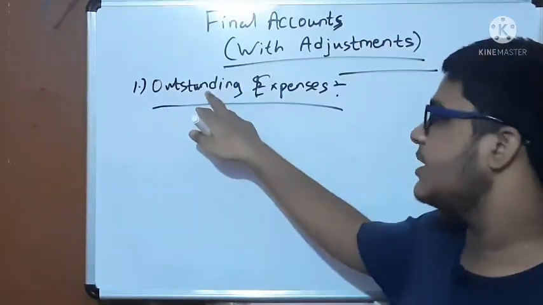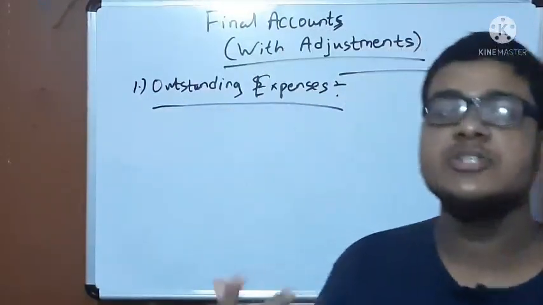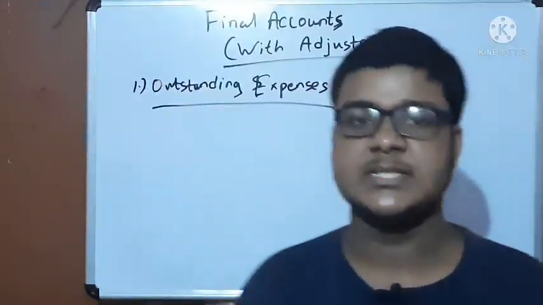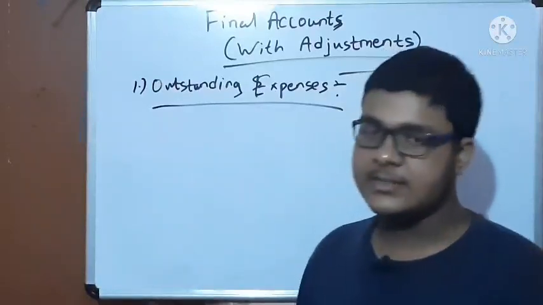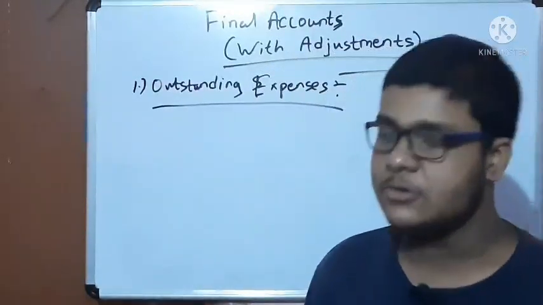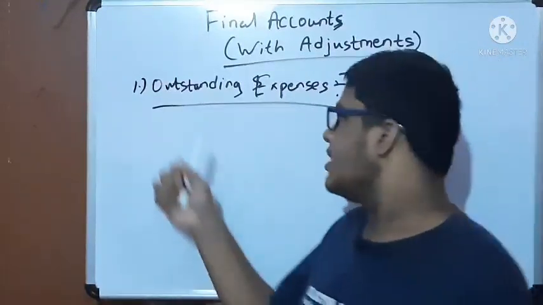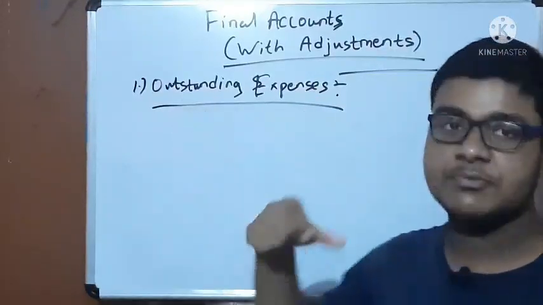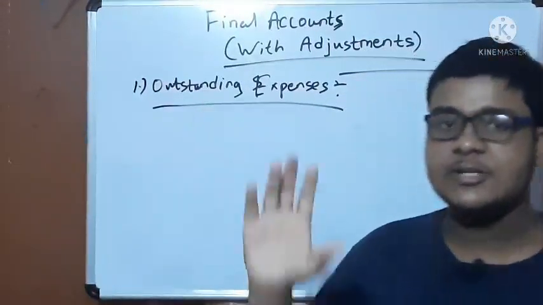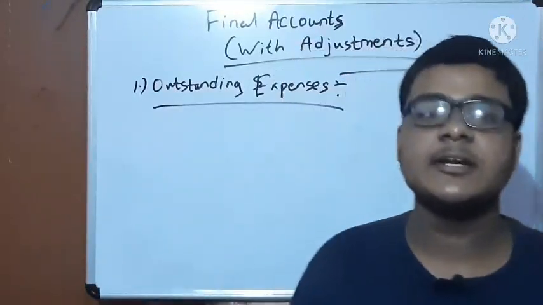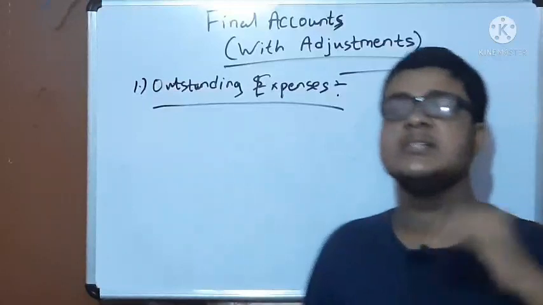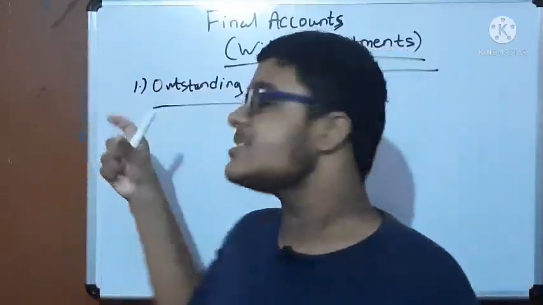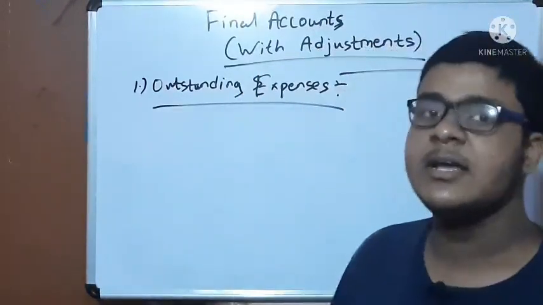But here, outstanding is added. So a prefix word is added to the expenses, that is outstanding expenses. If outstanding expenses is written, then we refer to a representative personal account. If only expenses is written, then it refers to a nominal account. But the prefix word outstanding is already written with this. So outstanding expenses means it refers to a representative personal account. It represents a group of persons. Personal means persons, representative means it represents them.